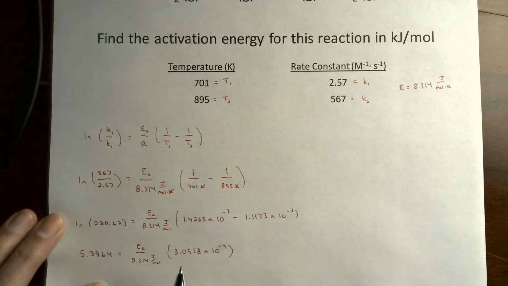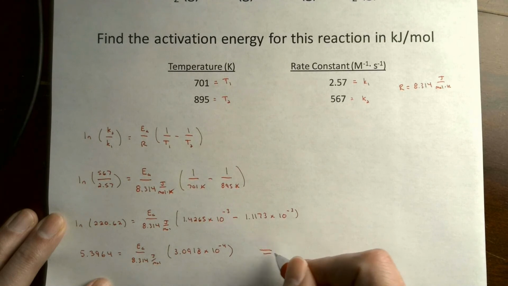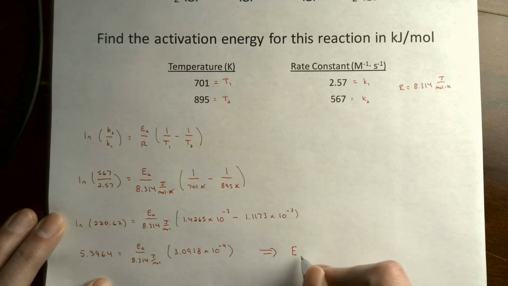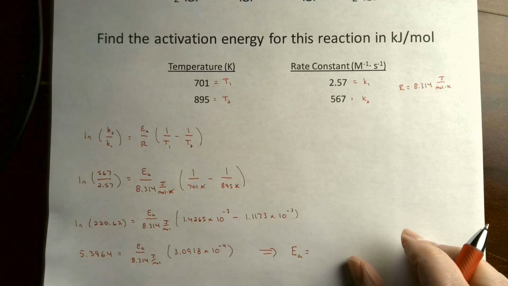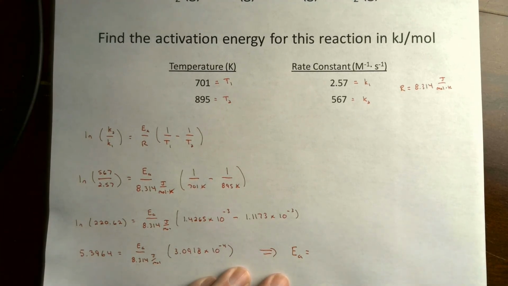And what I'm going to do next is divide both sides by 3.0918 times 10 to the minus fourth, and then multiply both sides by 8.314. Alternatively, you might look at this and say, well, I can divide 8.314 into 3.0918. That's a perfectly fine way to do it as well. Either way, the algebra of this leads us to an activation energy. And if you're looking at that saying, I'm not sure how you did the algebra, let me know. I'll gladly find a time to meet with you and show you how to work through something like that.